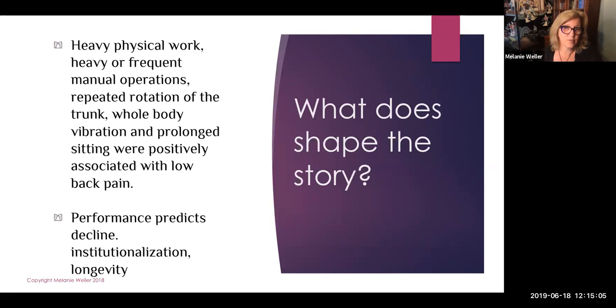So what does shape the story? Heavy physical work, heavy or frequent manual operations, repeated rotation of the trunk, whole body vibration, and prolonged sitting are positively associated with low back pain. So there are absolutely particular movements that contribute to back pain. Back pain is much more about your mental state and how you're moving, or what particular movements you're doing, than it is about whatever your spine looks like on X-ray.